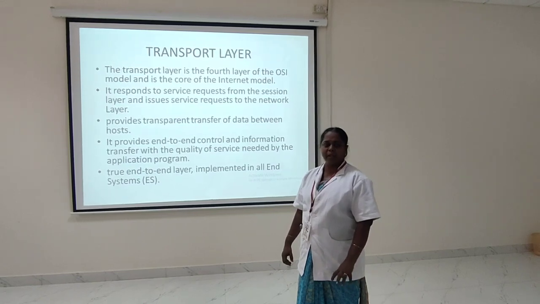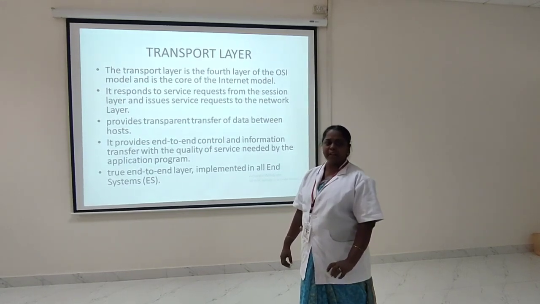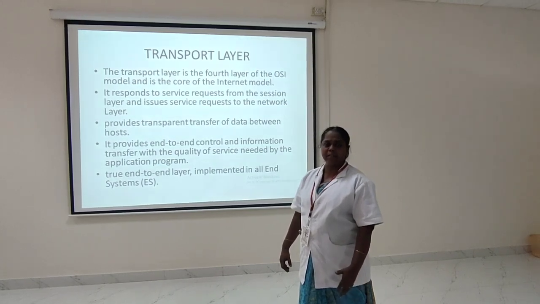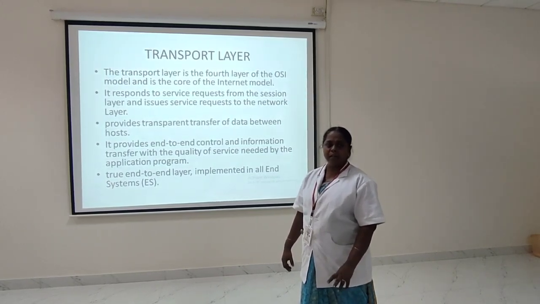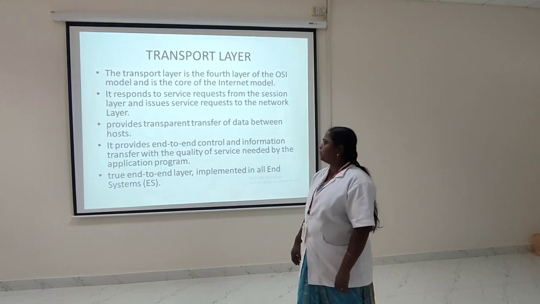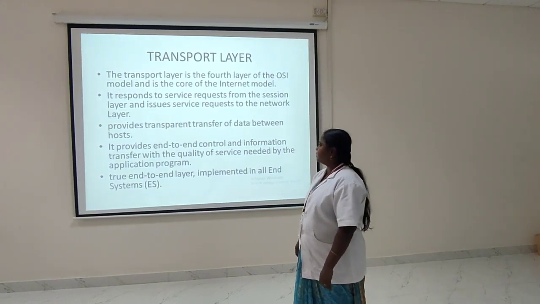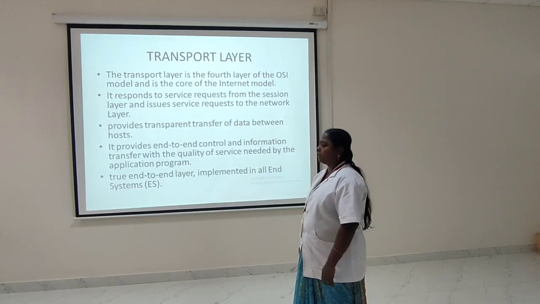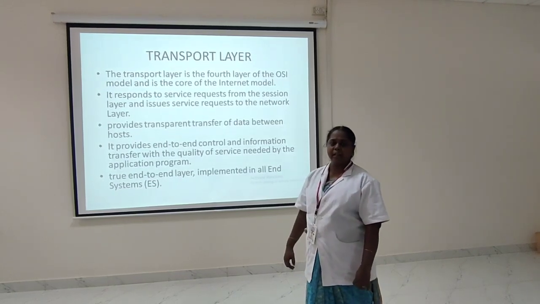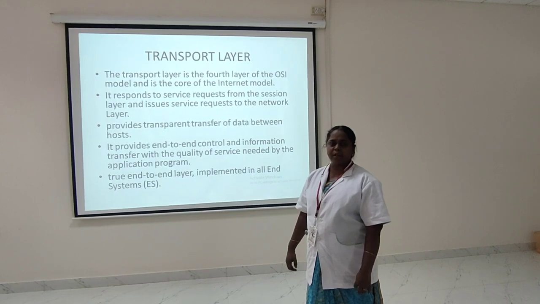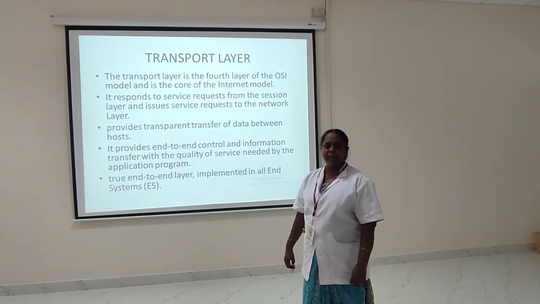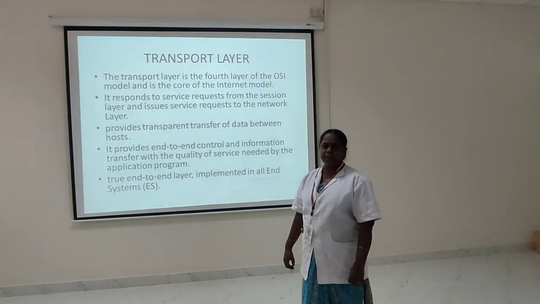In the three lower layers, the data is split and framed as packets. In the transport layer, the packet will transfer from one host to another host. So it is called process to process communication. It responds to service requests from the session layer and issues service requests to the network layer, which means that in the OSI reference model there is interaction between the layers. So the network layer will get services from the transport layer.